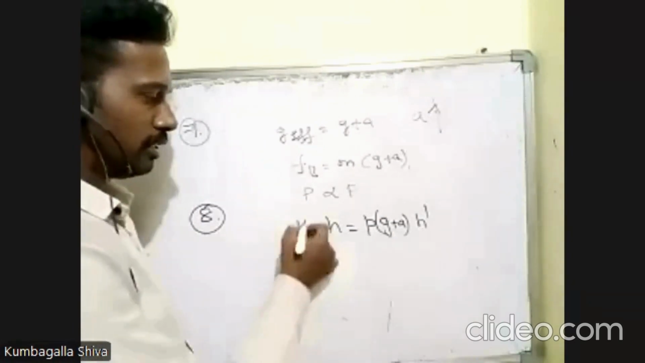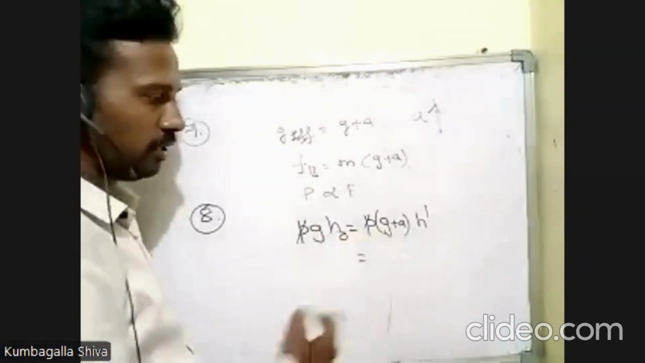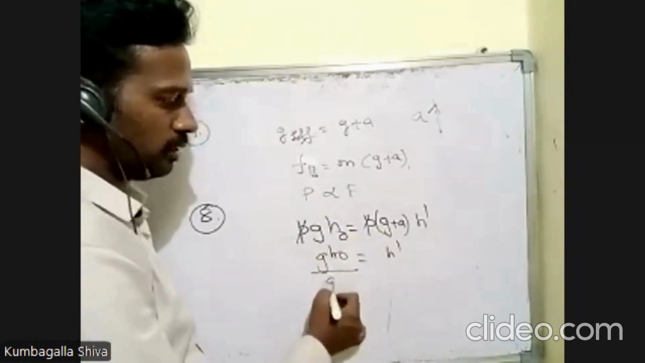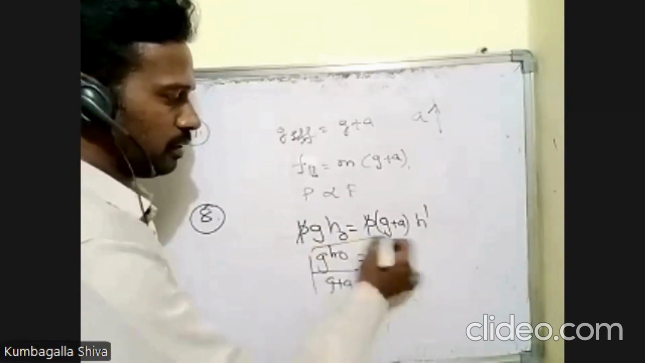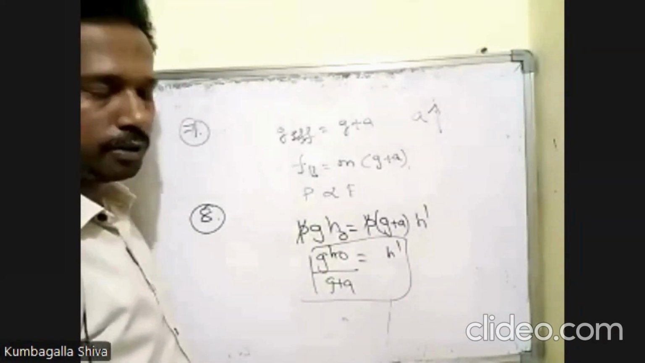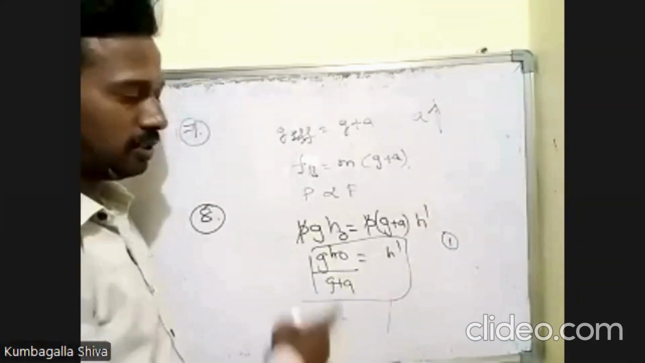So the density cancels. You get this is the atmospheric height, and it was initially h naught. So you can write h dash is equal to g h naught by g plus a. Here in the worksheet, they have given the wrong answer for you. They have given the first option, but I say it is wrong. This is the right answer.